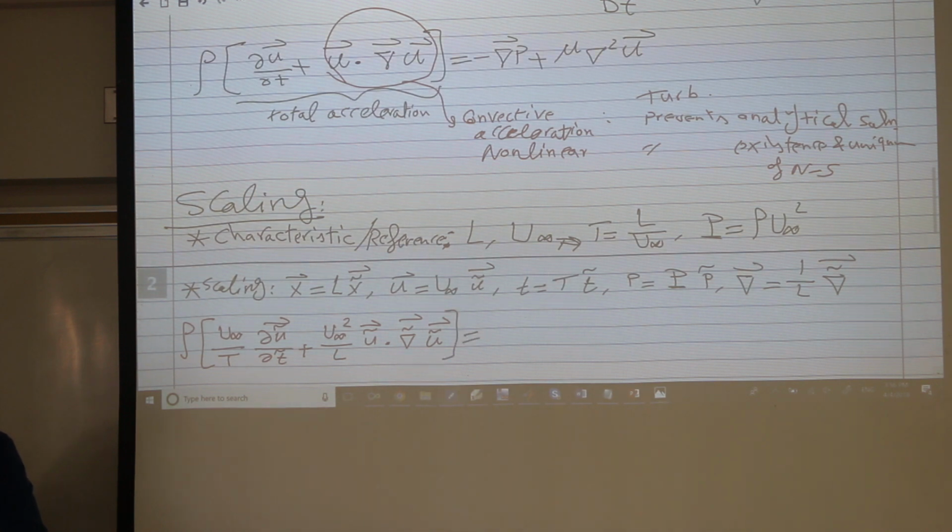This is equal, the right hand side is negative. Again, this is nabla tilde, P tilde. The P tilde will give me P, and the nabla will give me 1 over L. Plus mu nabla tilde squared, U tilde. Again, the U will give me U infinity, the nabla square will give me L squared down. Any question about the scaling?